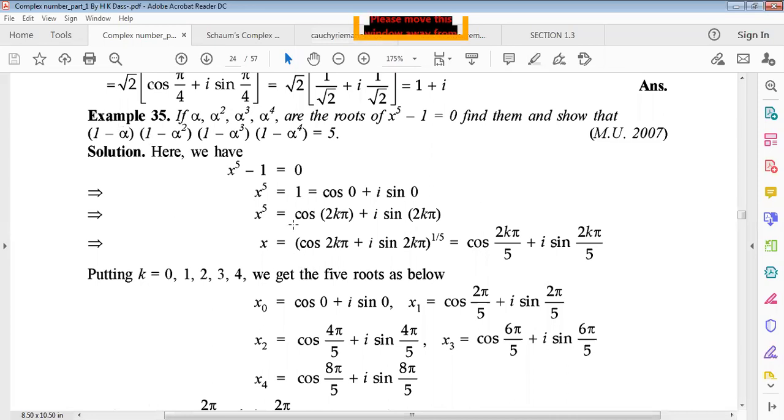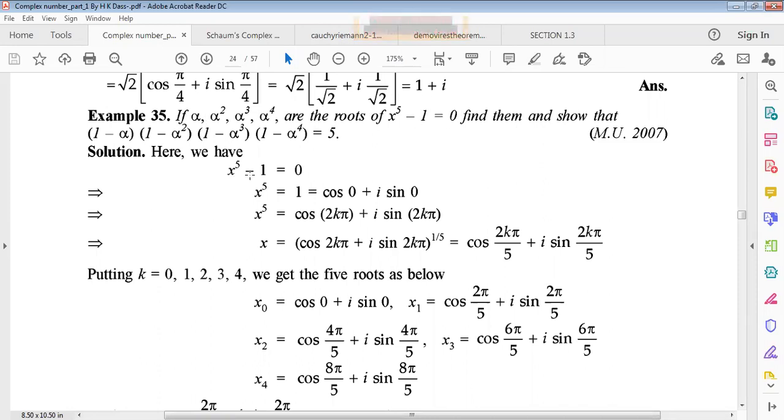Another example, same example, 35. If alpha, alpha square, alpha cube, alpha to the power 4 are the roots of the same equation as previous, then show that 1 minus alpha, 1 minus alpha square, 1 minus alpha cube, 1 minus alpha to the power 4 equals 5. These are the roots of this equation.